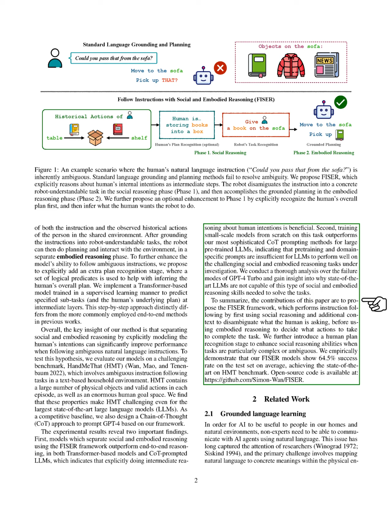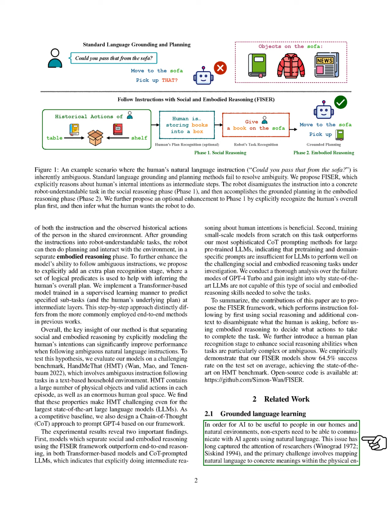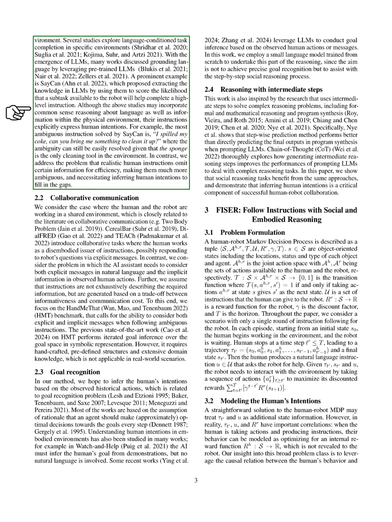Section: Related Work. In this section, we discuss related work in grounded language learning, collaborative communication, goal recognition, and reasoning with intermediate steps. For grounded language learning, we recognize that for AI to be effective in our homes, non-experts must communicate with AI using natural language. Researchers have focused on how to connect natural language to specific meanings in our physical surroundings. Some studies have looked at how language can guide task completion in certain environments.